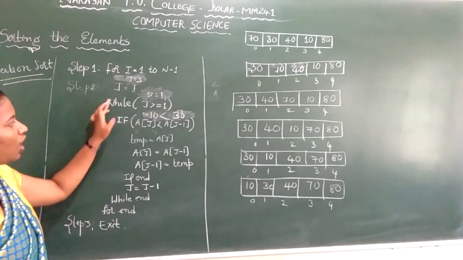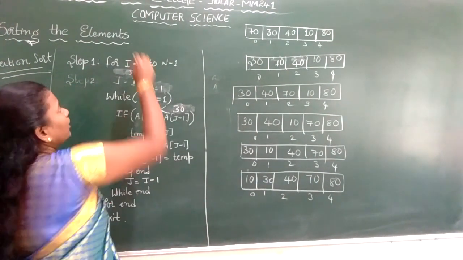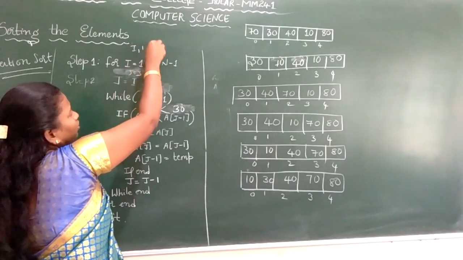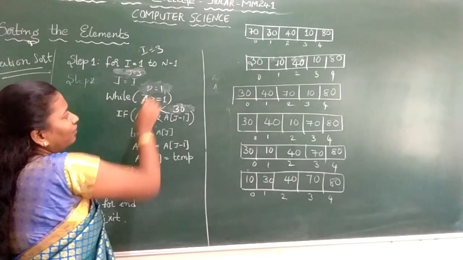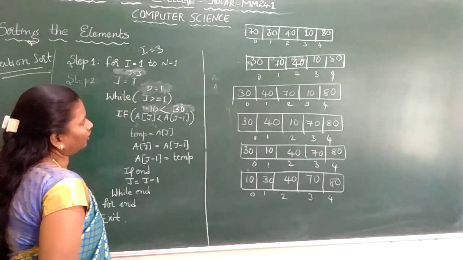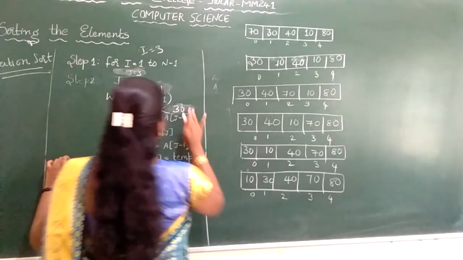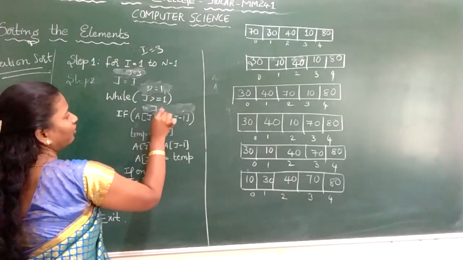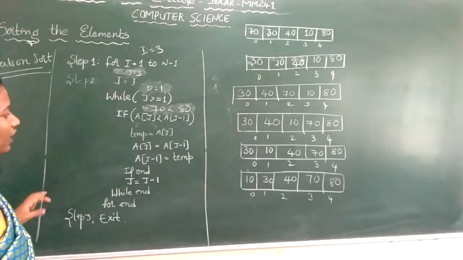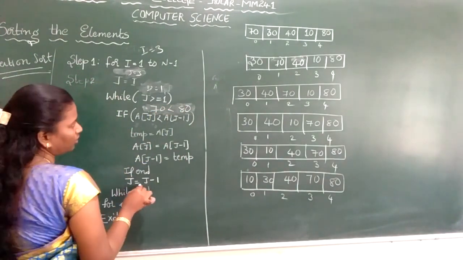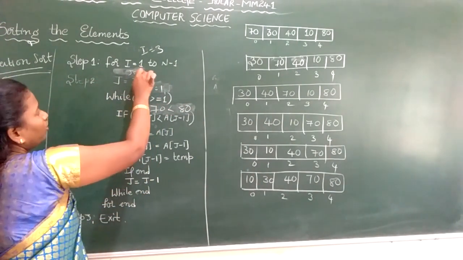Next we'll see how the while loop works. Okay. Now see, initially I have incremented i value to 1, next to 2. Now your current i value is 3. Now when i value is equal to 3, 3 is greater than or equal to 1. Yes. What is A of 3? A of 3 is 70. 70 is less than 80. Yes, 70 is less than 80. Condition fails. j will become j minus 1. Then 3 will become 2. j value will become 2.